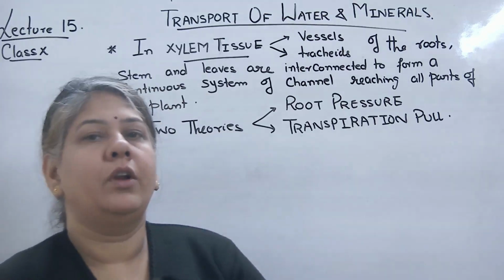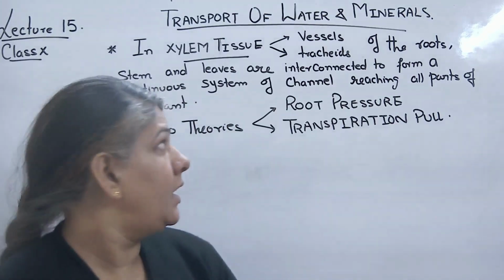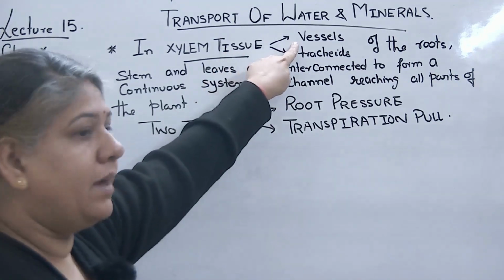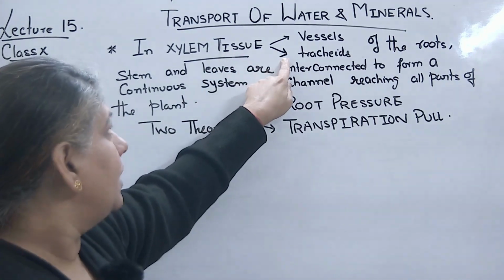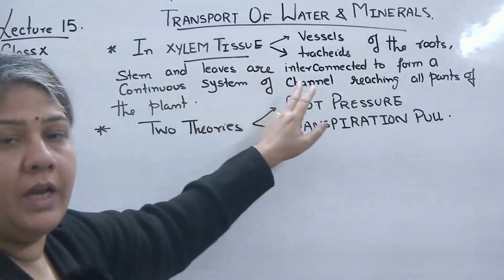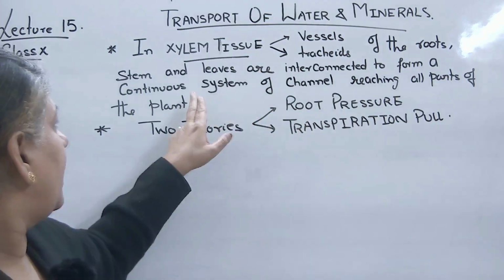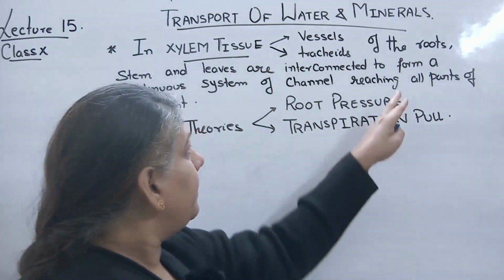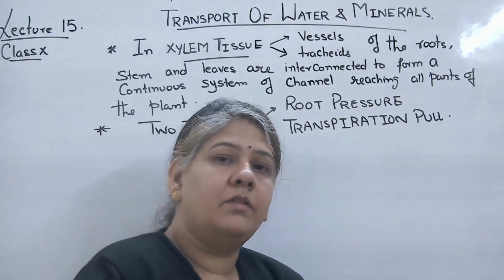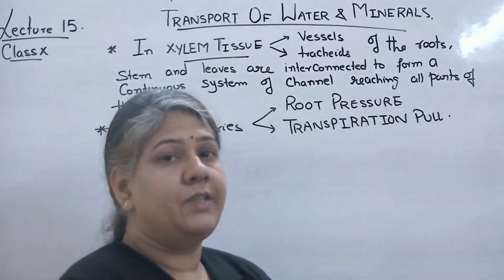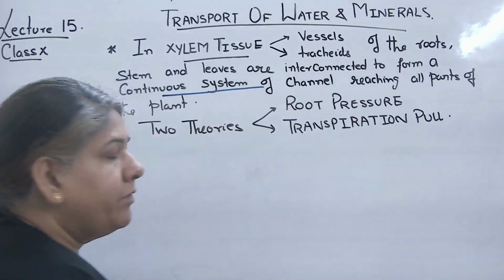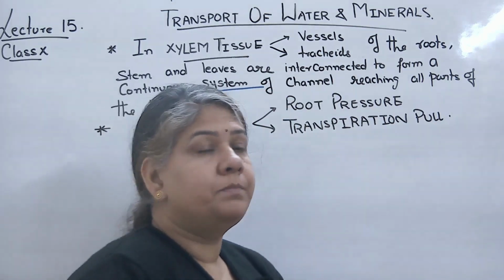See, transport of water and minerals in the plant takes place in xylem tissues. These xylem tissues are made up of xylem vessels and xylem tracheids. These xylem vessels and tracheids of roots, stem and leaves are interconnected and they form a continuous system of channels reaching all parts of the plant. So one must be clear that these xylem vessels of root, stem and leaves are interconnected and form a continuous system of channels or network.